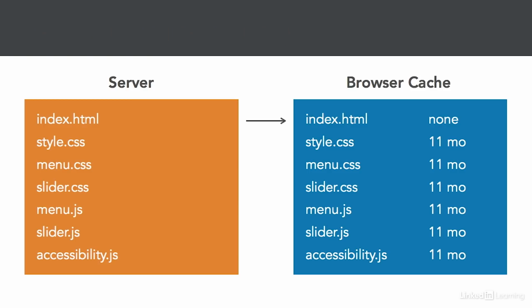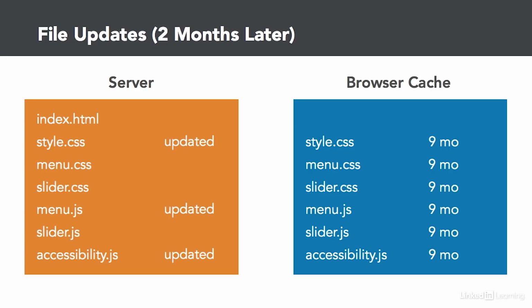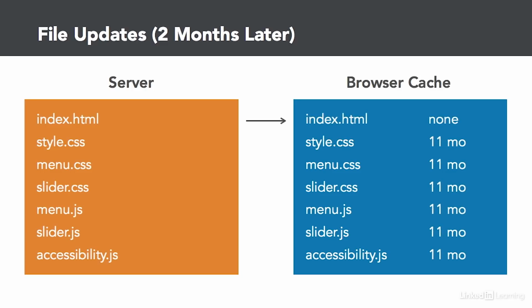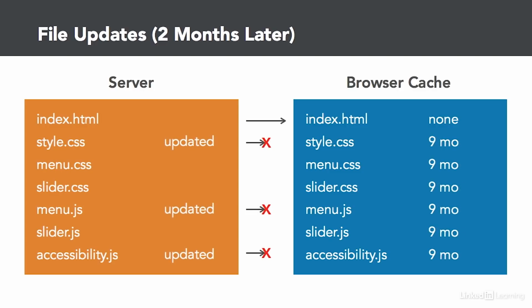So what happens if we try to update some of our cached files? Let's say we updated style.css, menu.js, and accessibility.js. Well, when a visitor 2 months later comes to the site and downloads all the assets, we'll still download index.html because it's not cached, but when we try to download style, menu, and accessibility, they don't pass over because the browser cache has not expired yet. In other words, the visitor will not see these updates.